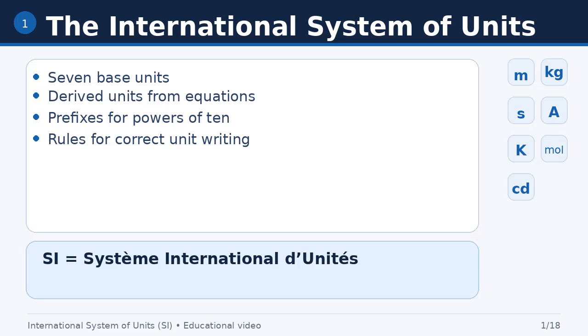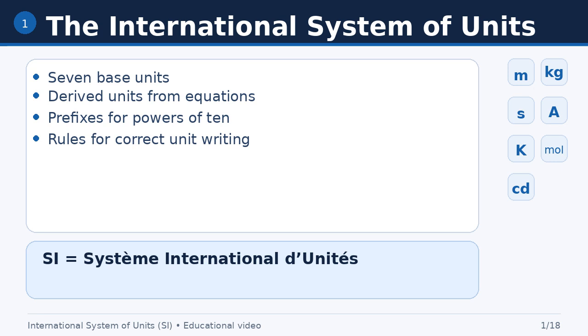Imagine that one scientist measures a laboratory table in meters, another in feet, and a third in a local unit. Comparing the results would be difficult, and mistakes would be likely. Science needs a common measurement language. That language is the International System of Units, abbreviated SI.